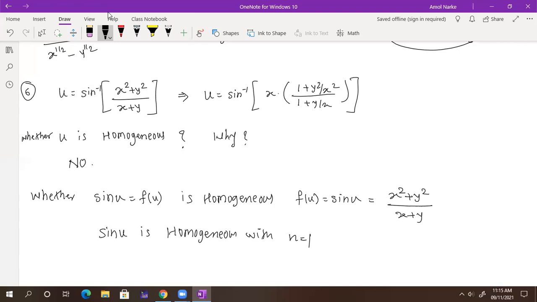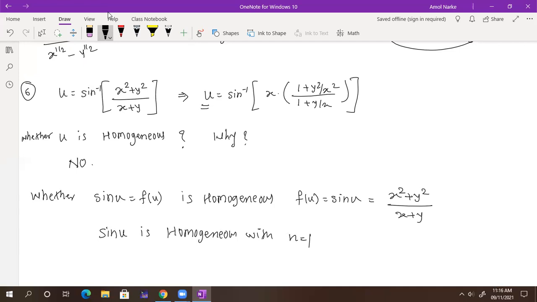Definitely. So see, firstly we have a function u, which is in terms of sine and sine inverse of anything, that number. So I checked out for the u1 only. For u1, the given function is not homogeneous. So whether u is homogeneous, the answer is no.